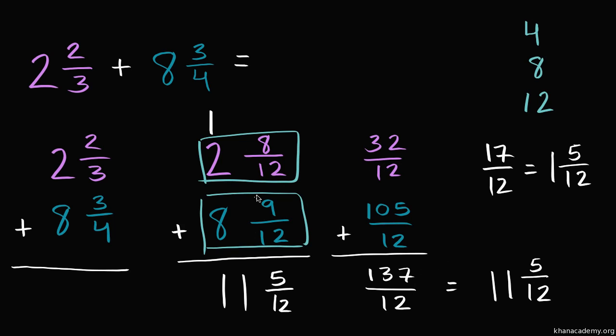I think the way we did it the first time would have been a little bit easier because you didn't have to deal with these really big numbers like 137 and 105 and 32, and you just dealt with more straightforward numbers. You say, hey, look, 8/12 plus 9/12 is 17/12, which is the same thing as 1 and 5/12. And then you add 1 and 5/12 plus 2 plus 8 is going to give you 11 and 5/12.